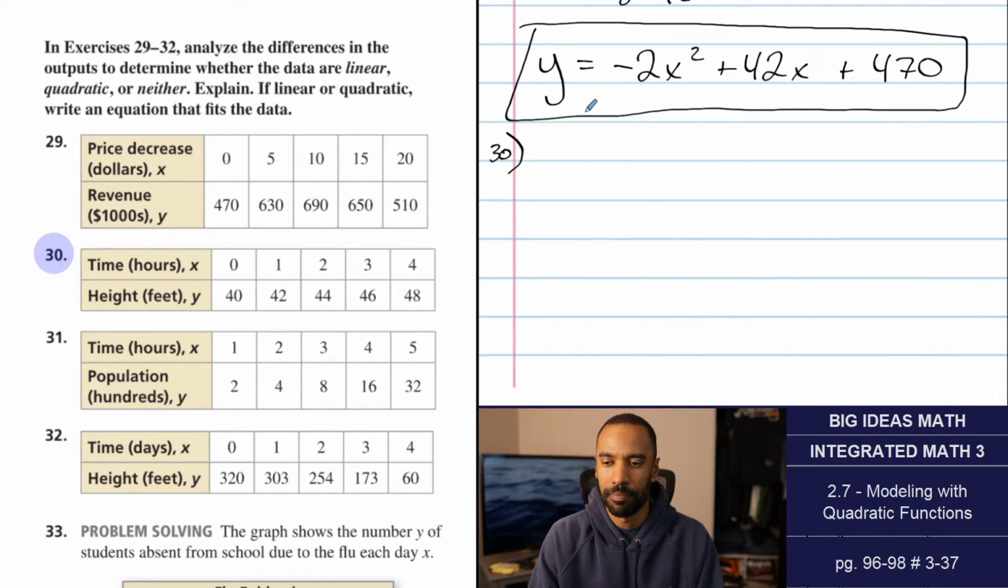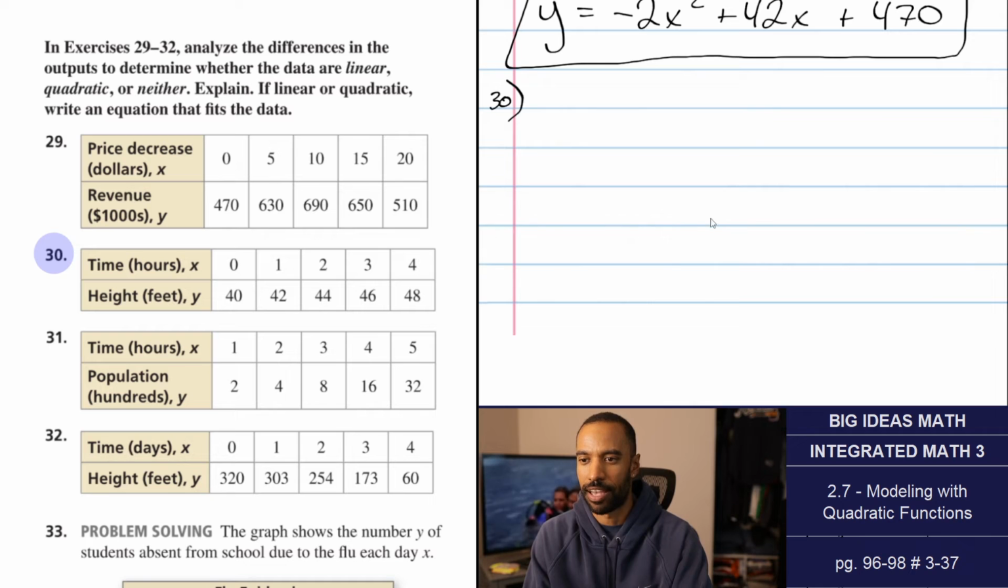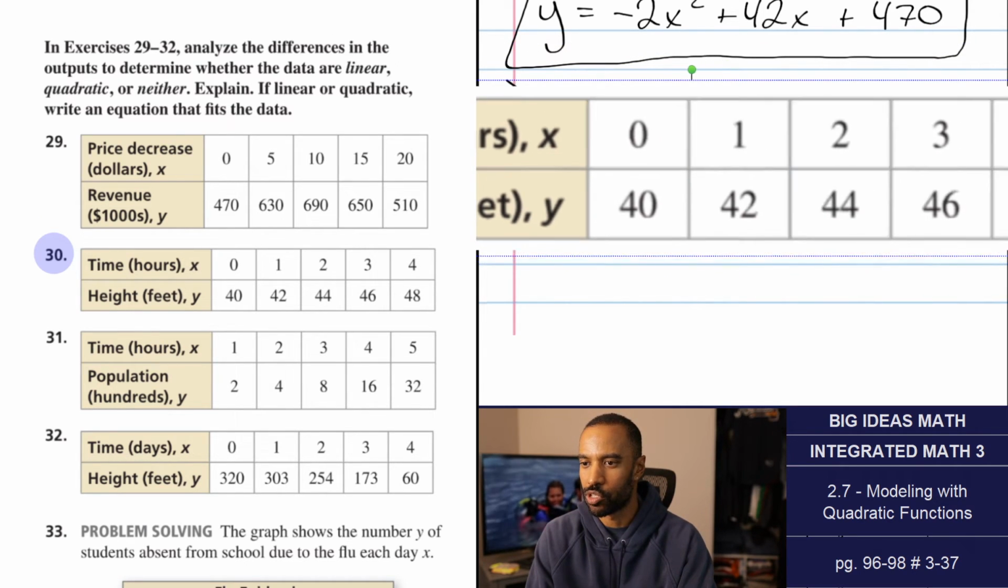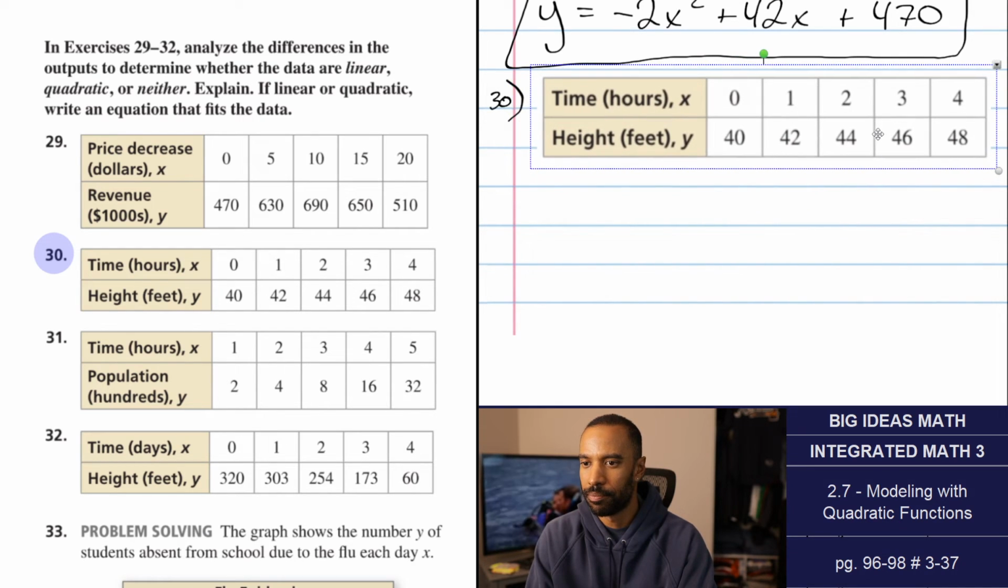So number 30, I'm looking at something that looks pretty linear. And this will be a very fast equation to write as well. It's all about slope and y-intercept, right? Slope and y-intercept.